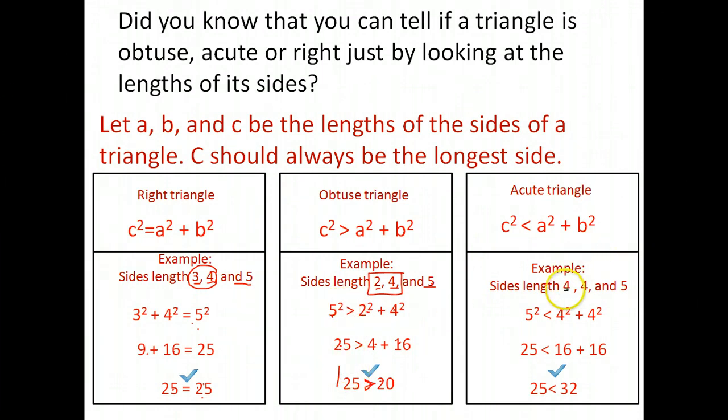And finally, an acute triangle, lengths 4, 4, and 5. Again, we want the two shorter sides to be alone, squared, and added together. The longest side is solo over here. We compare their sizes. We square and add and get 32 over here. Over here, 5 squared was just 25. Since it's less than the other two combined, it's an acute triangle. Okay, so less than is acute, greater than is obtuse, and right on equal is the Pythagorean theorem.